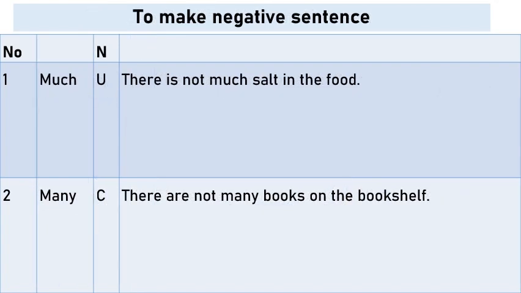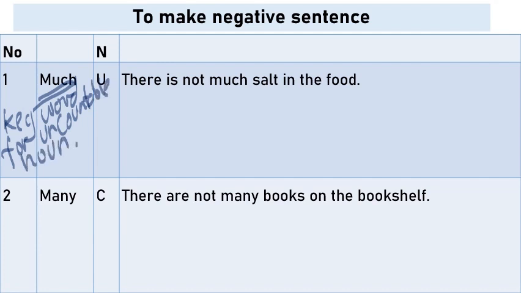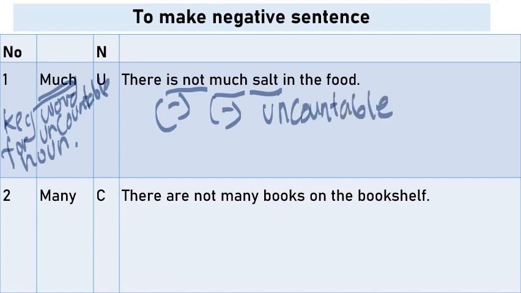You make a negative sentence. For example, much is a keyword for uncountable noun. For example, there is not much salt in the food. In the food is the rest of the sentence.